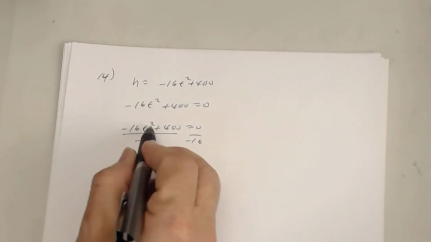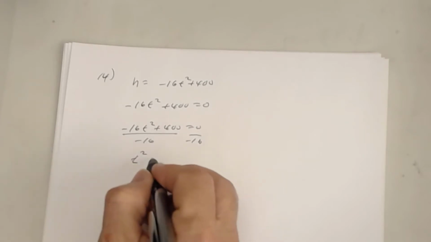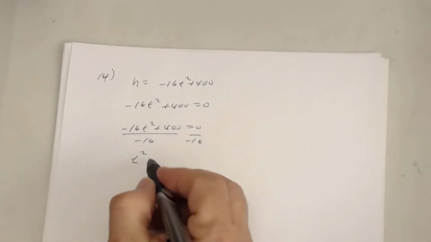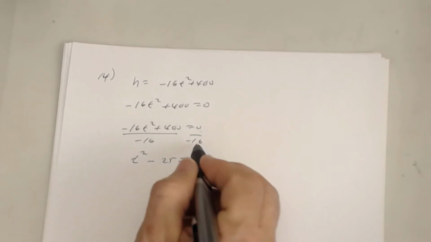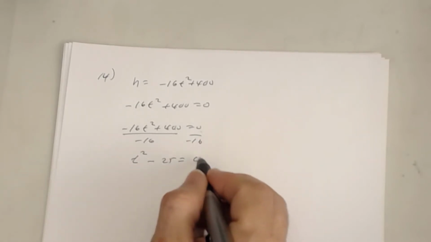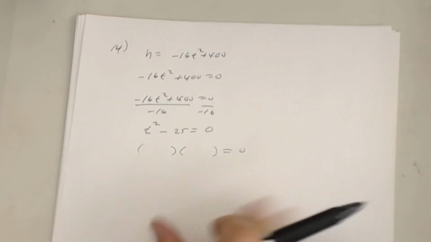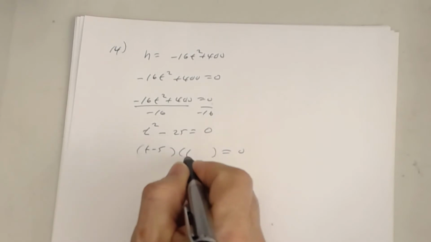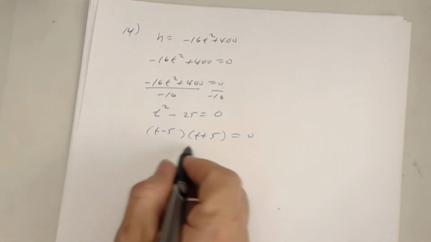Okay, and so negative 16t squared divided by negative 16 is t squared. What's 400 divided by negative 16? Negative 25? And 0 divided by negative 16 is 0. And I could factor this because it's the difference of two squares: t minus 5, t plus 5. So what do we do with each of those factors?